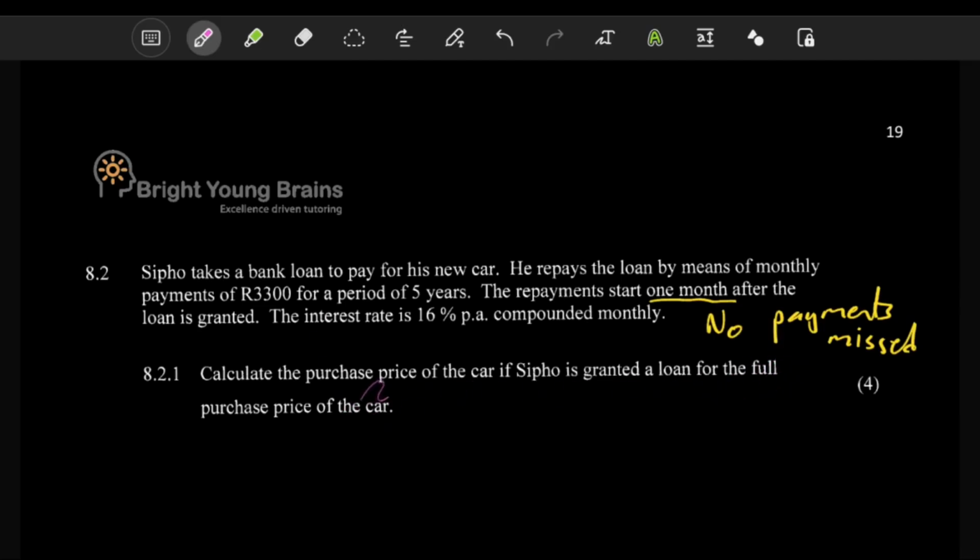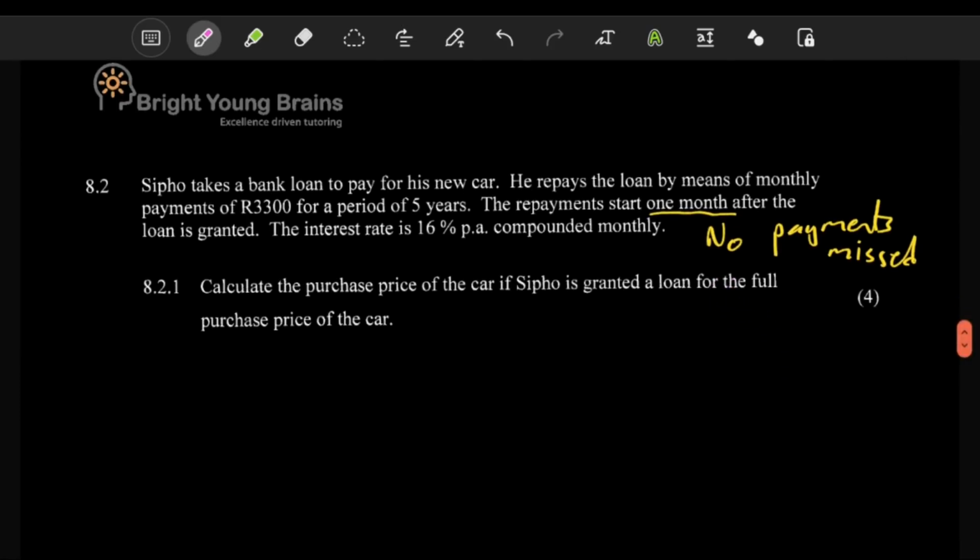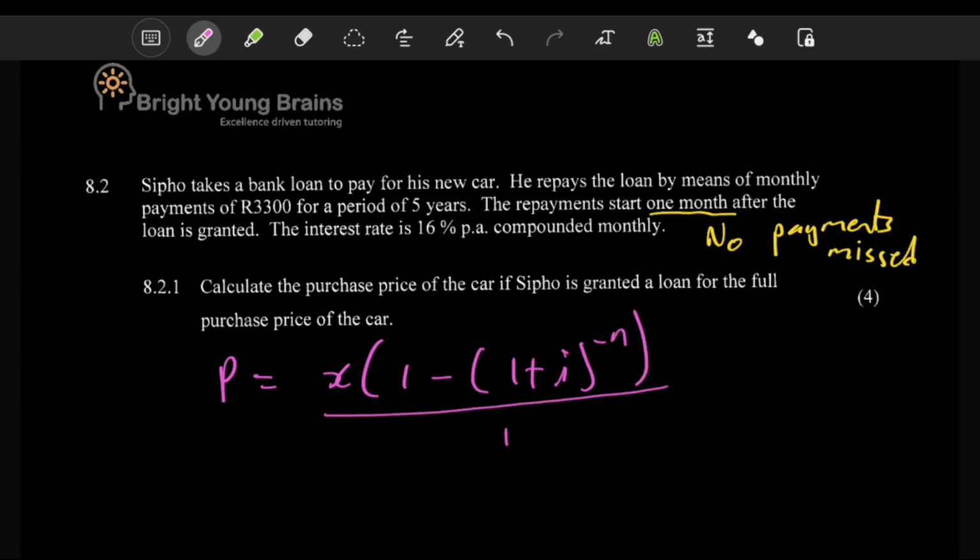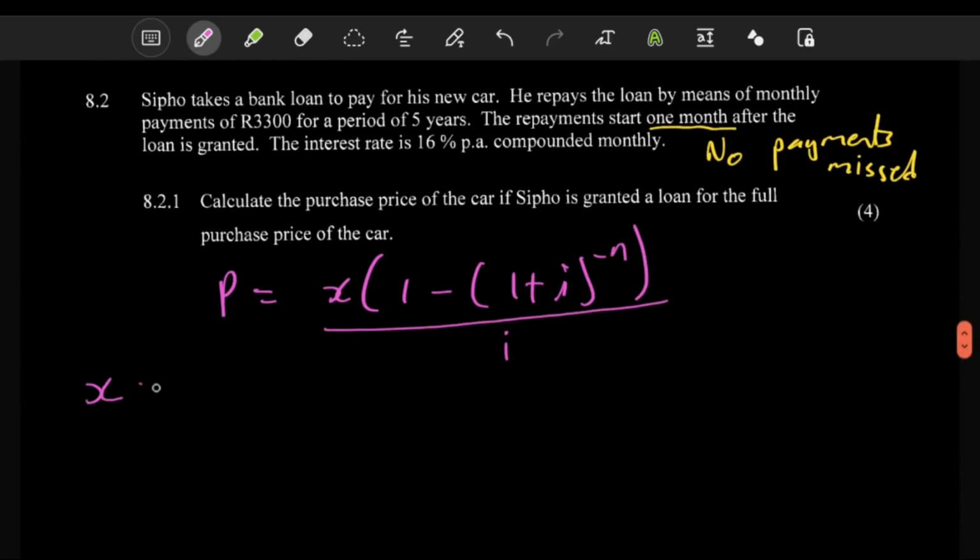Meaning, what does this mean? It means he didn't make any deposit on the car. Whatever the bank gave him was everything, to pay for the car, and then he pays back the bank. So it's a normal loan question, and we have to use the P formula. P is equal to X, and then 1 minus 1 plus i to the power of negative n, the whole thing over i. So the monthly installments, we know it's 3,300.